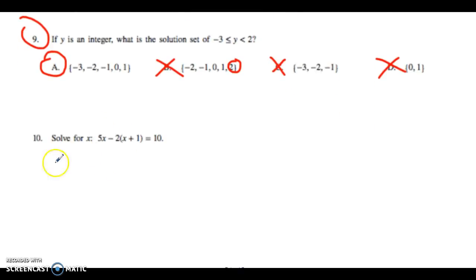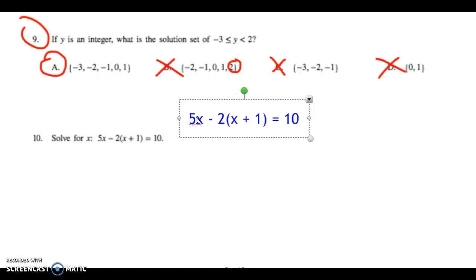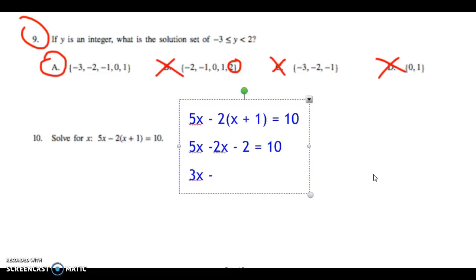Last but not least, we have a distributive property problem that's given students problems in the past. We see that it's 5x minus 2 parentheses x plus 1 equals 10. We know we do distributive property. We're distributing a negative 2, so it's 5x minus 2x minus 2 equals 10. We combine like terms. We get 3x minus 2 equals 10. We add 2 to both sides. 3x equals 12. And we divide by 3.